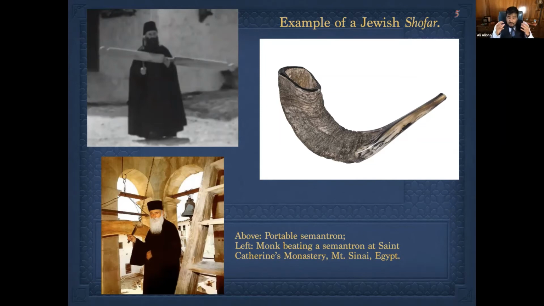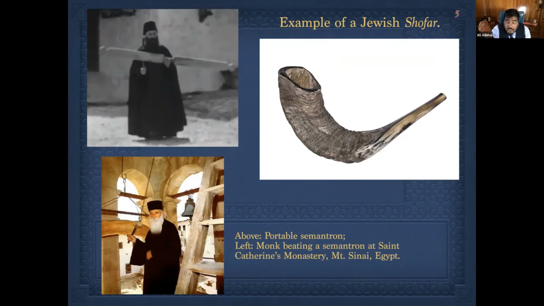And his early followers suggested that he emulate the semantron, the wooden clappers, which you can see on the left here, of Nestorian Christians living in the Near East, or the shofar of the Jews of Arabia, to call the Muslims to prayer. In the Near East during this time, metal bells, this is something to note, were not used by Christians as communal signals.